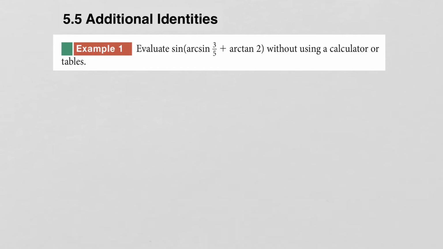In section 5.5, we look at additional identities as well as how to apply the existing identities to a couple of additional examples. In the first example, we are asked to evaluate the sign of the quantity arcsine of 3/5 plus arctangent of 2 without using a calculator or any tables.